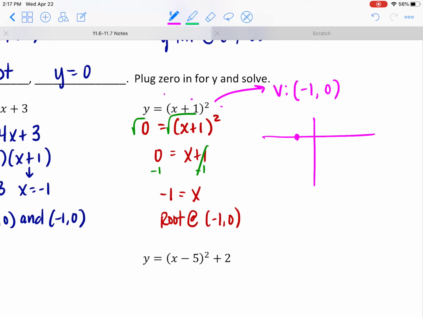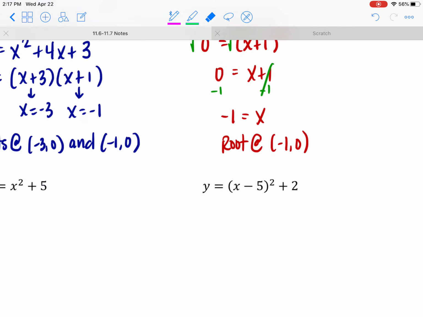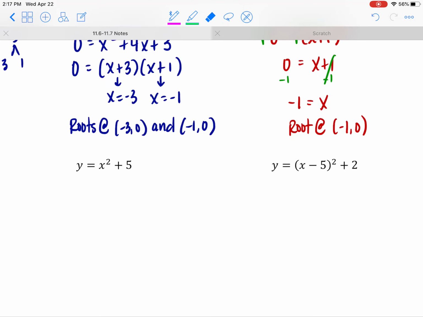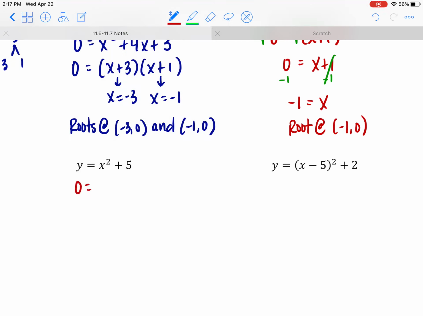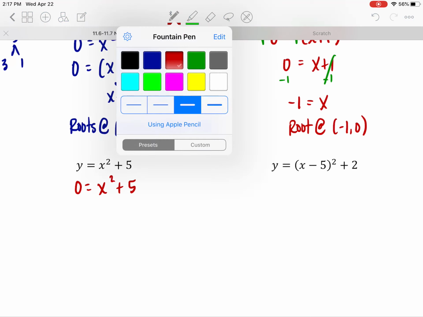I mean, I can. The vertex would be at the opposite of this number, which is negative 1, and then this number that's not out here would be 0. So if I had a vertex at (-1, 0), and I knew this parabola opened up from that point, I could see that's the only point where this graph is going to touch the x-axis. Okay? So one x-intercept, one place where this graph crosses the x-axis. All right.